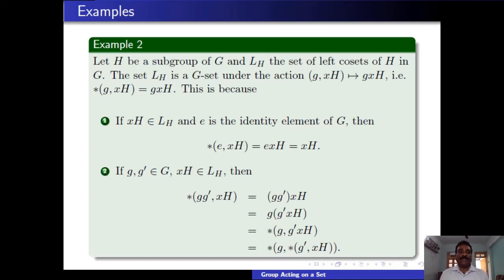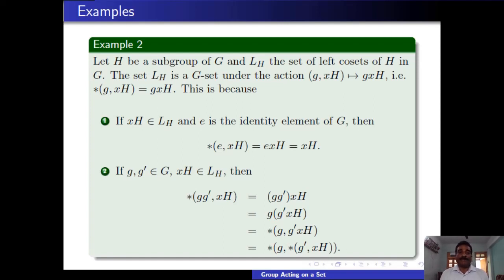Then star of (e, xH) is equal to e into xH. Because e is the identity element, ex is equal to x. So we have exH is equal to xH. So it satisfies the first property. What about the second one?